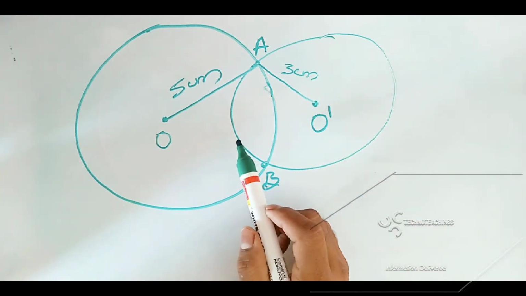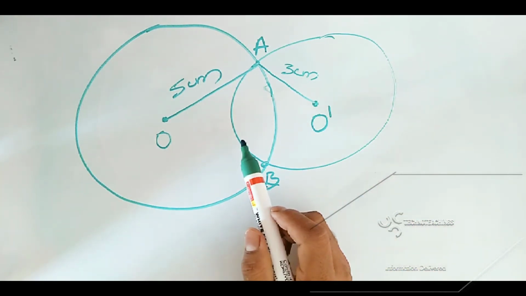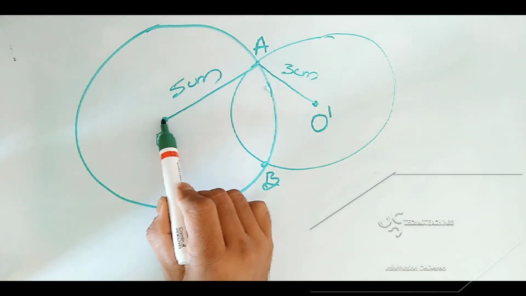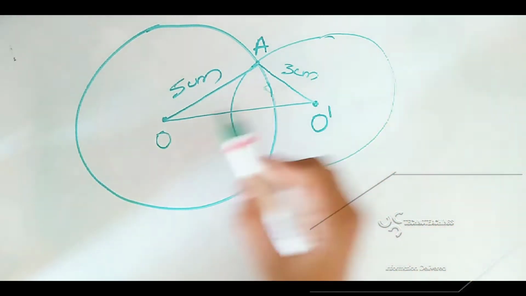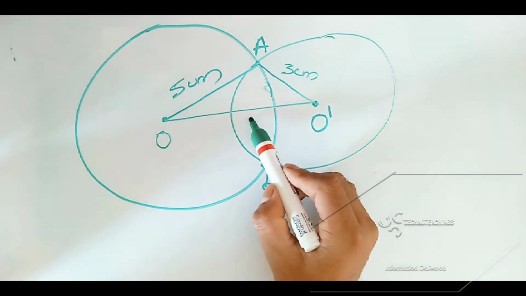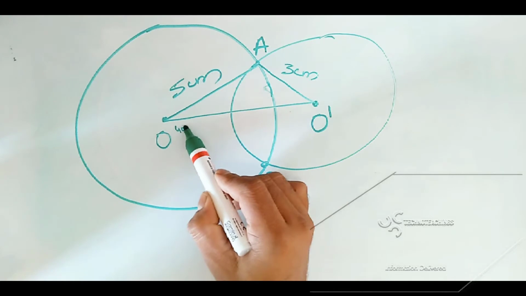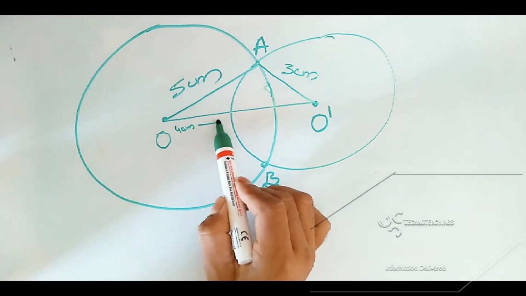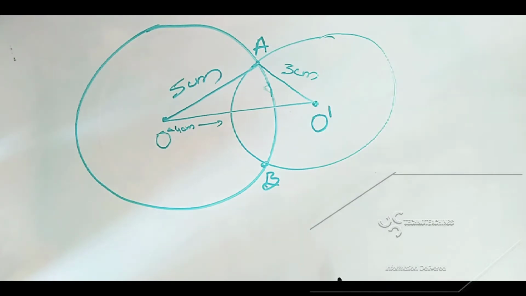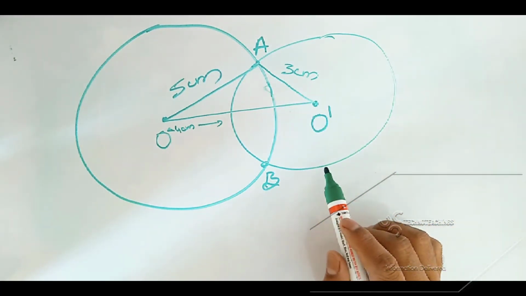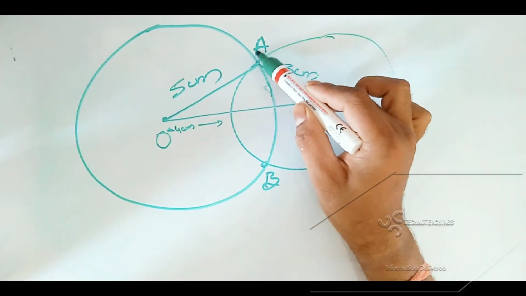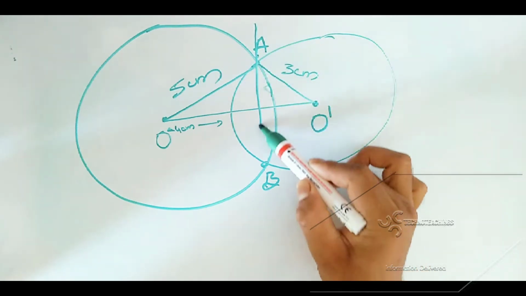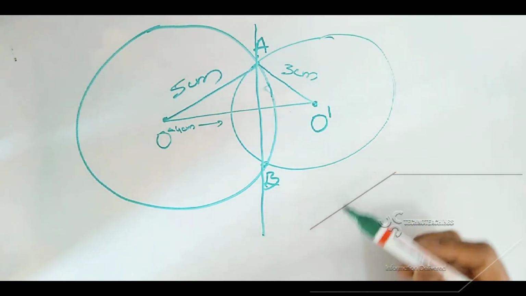Now, as per the problem, the distance between their centers is 4 centimeter, right? So the distance from center to center is 4 centimeter. Assume this is 4 centimeter from here to here, and I will bisect this and draw the perpendicular bisector from A to B. So this is a perpendicular bisector.